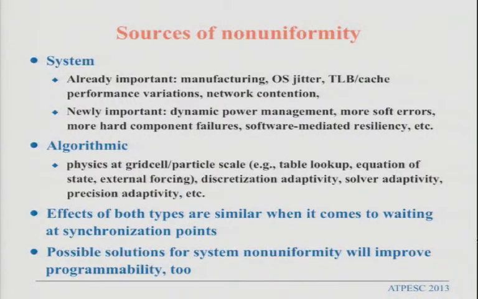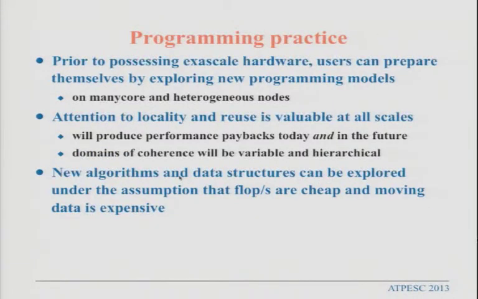Prior to possessing the exascale hardware that we may have by 2020, we can prepare by exploring new programming models on many core and heterogeneous nodes. Attention to locality and reuse is valuable at all scales of the computer. It will produce performance paybacks today because we are typically memory bandwidth limited already and often synchronization constrained. And the domains of coherence will have to become variable, perhaps adaptively variable, and hierarchical. New algorithms and data structures can be explored under the reliable assumption that flops are cheap and getting cheaper, and moving data is expensive and getting onerous.